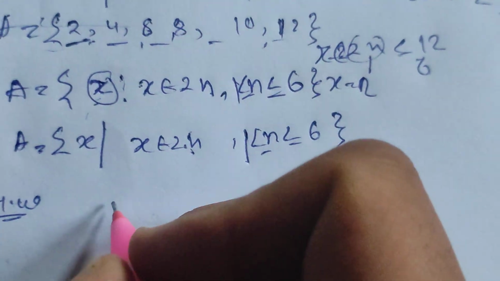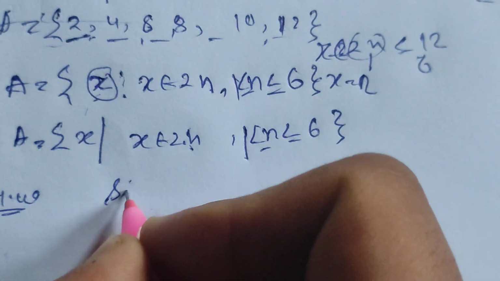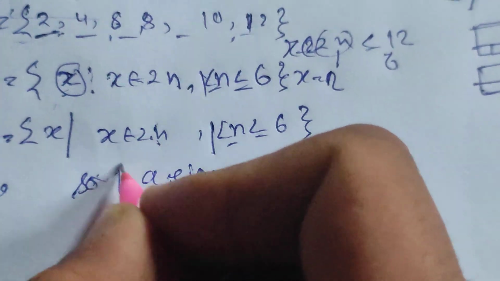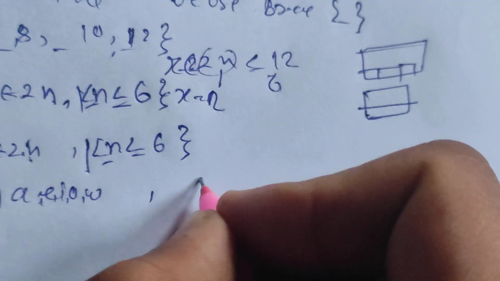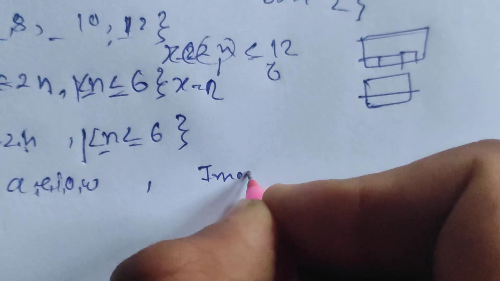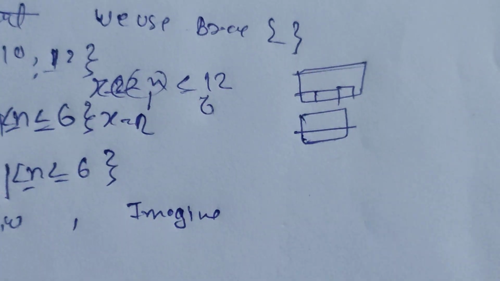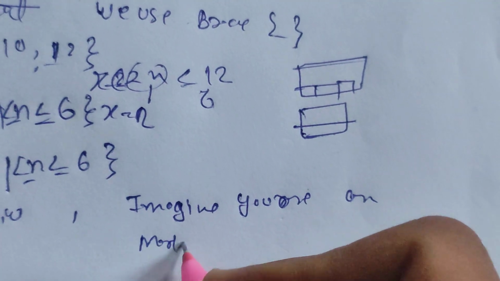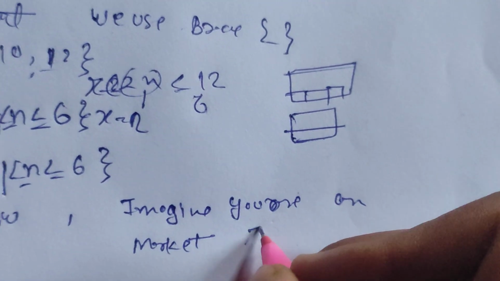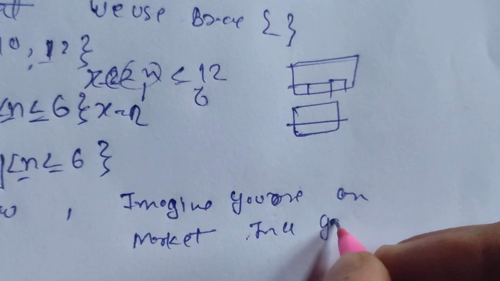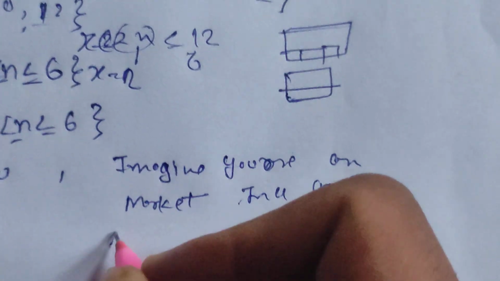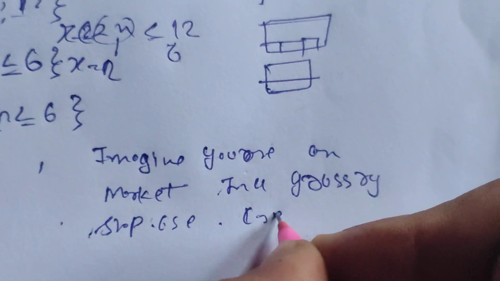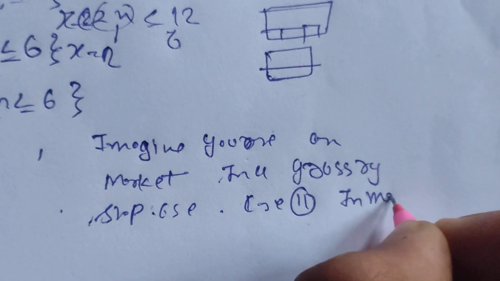Okay, now for example, take AEIOU and build a set. That is question 1. Second, imagine you are in a market, in a grocery shop. Case 1, case 2, you are in a market.